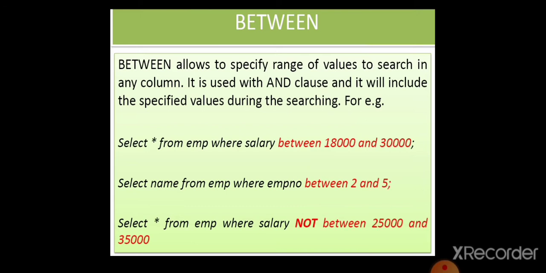Then look at the next one. That is the complement of the BETWEEN AND clause. Select star from employee where salary NOT BETWEEN 25,000 and 35,000. So here 25,000 and 35,000 are exclusive, not inclusive. They are excluded. That is, you will get the salary which is less than 25,000 and greater than 35,000. Both the values are excluded.